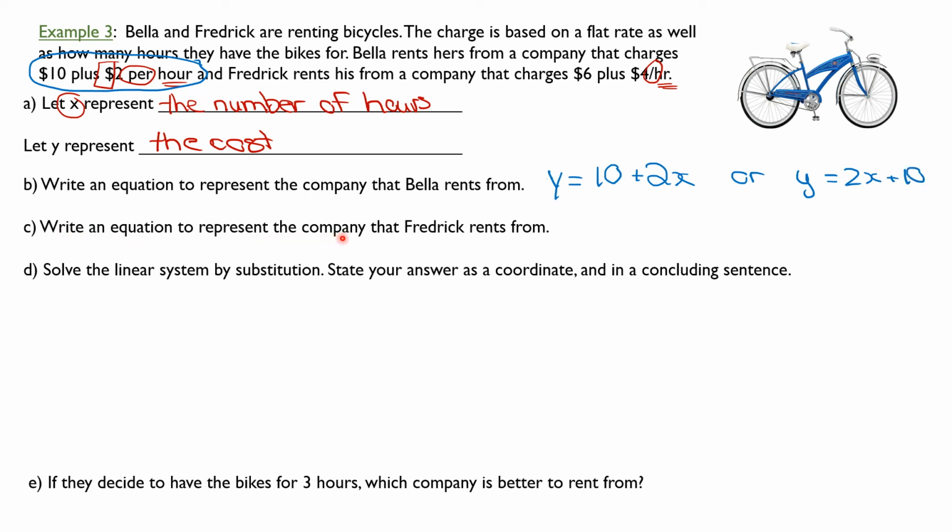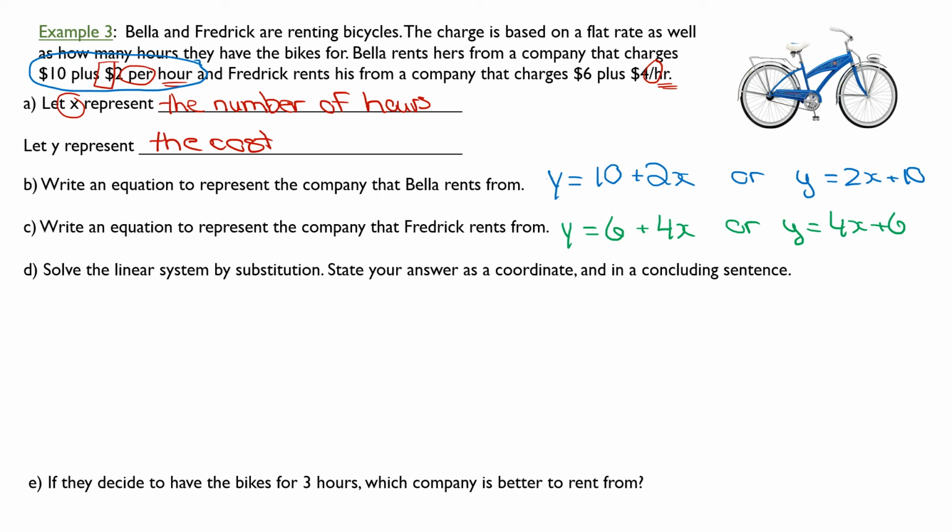Write an equation to represent the company that Frederick rents from. Frederick, okay? Frederick rents from a company that charges $6 plus $4 per hour. Remember, there was that flat rate, that's the $6, and then $4 per hour. So for Frederick, we will use green. His cost is equal to $6 plus $4 per hour. Or you could also rewrite that with the x first, if you like.